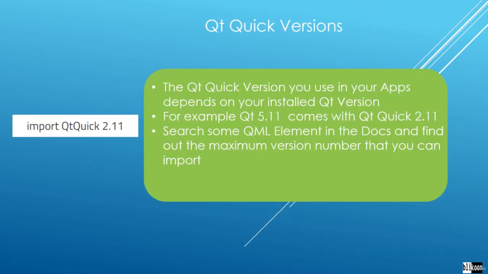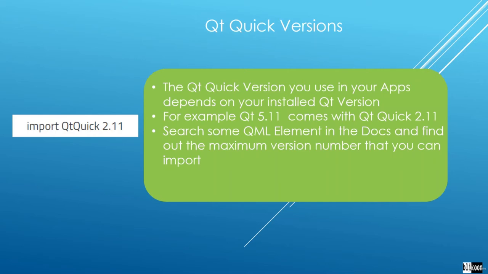Now, I have been getting this question a lot. How do you know the Qt Quick version to import? The Qt Quick version you use comes with your installed Qt version. For example, right now I am using Qt 5.11, and the Qt Quick version that comes with that is 2.11. Different modules that you import in Qt Quick are also going to have versions attached to them. They are usually different from the Qt Quick version you see.